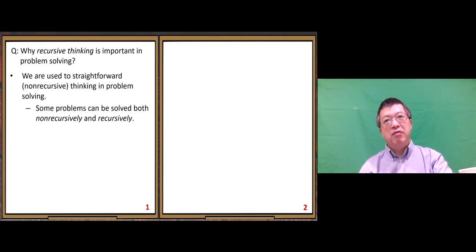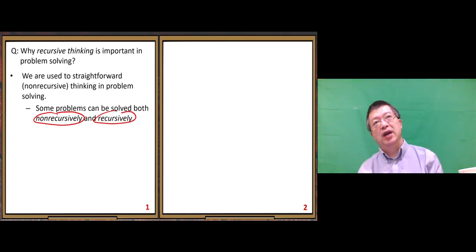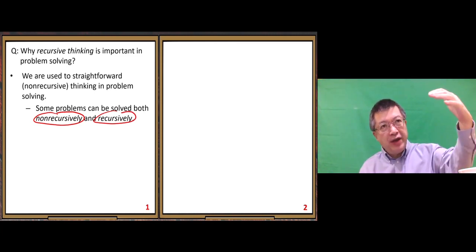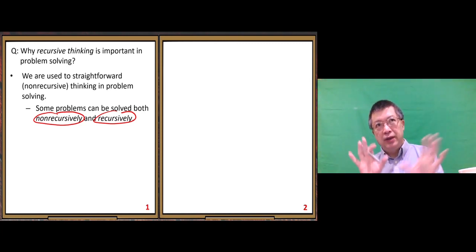Some problems can be solved both ways, non-recursive and recursive. A large part of the problems can be solved in this way. In that situation, you can compare which way you like to use. Each one has its advantages and disadvantages. Next, I will compare a few points.